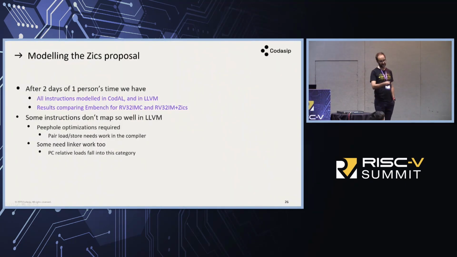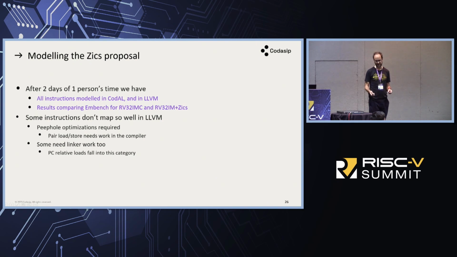So after 2 days of Zdenek's time, we had all of the instructions modeled in Codal, which is our processor description language, which means that they're automatically added into our LLVM toolchain. So 2 days effort, and they're all in the tool chain. And we had results comparing RV32 IMC, the standard platform, with C replaced by ZIX instead.